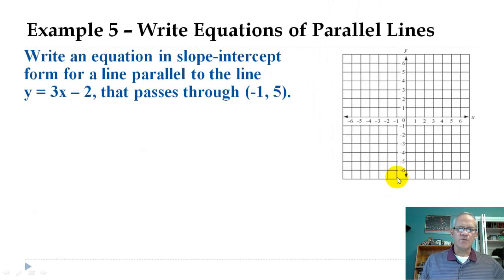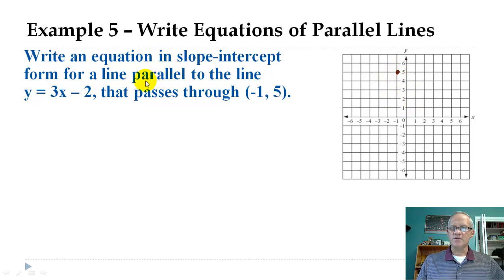All right, we want to write an equation in slope-intercept form for a line parallel to this that passes through negative 1, 5. Okay, so let's look at this on the graph first. First of all, we got negative 1, 5. Our line, here's what's happening, is our line is going through that point.